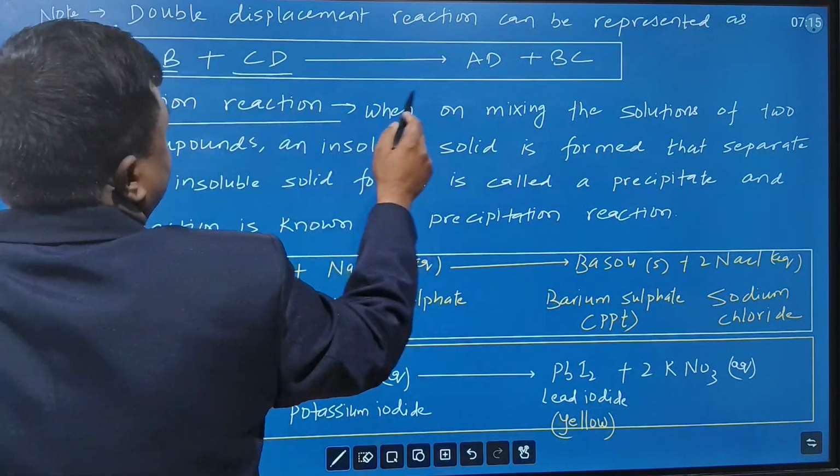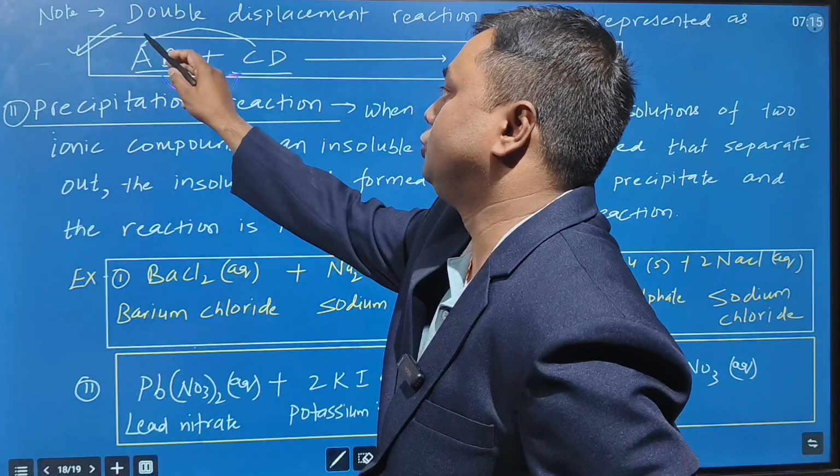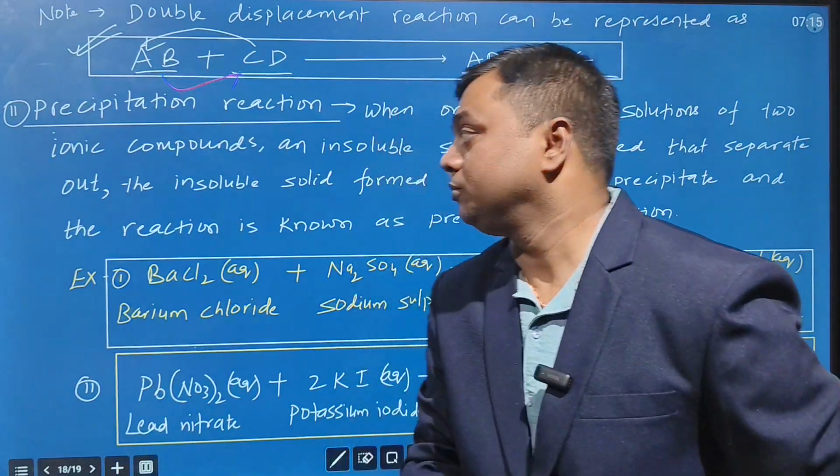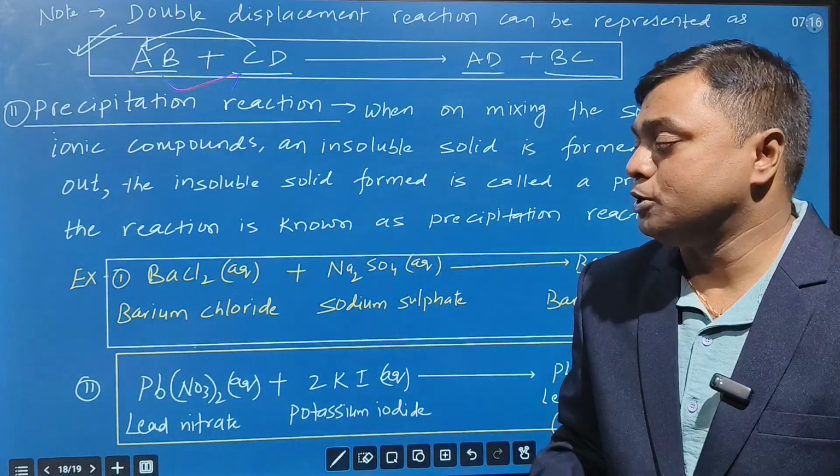So generally we can represent a double displacement reaction like this: AB plus CD gives rise to AD plus BC. You can see here the mutual exchange of ions is taking place. Yes or no? Another type of double displacement reaction is what?